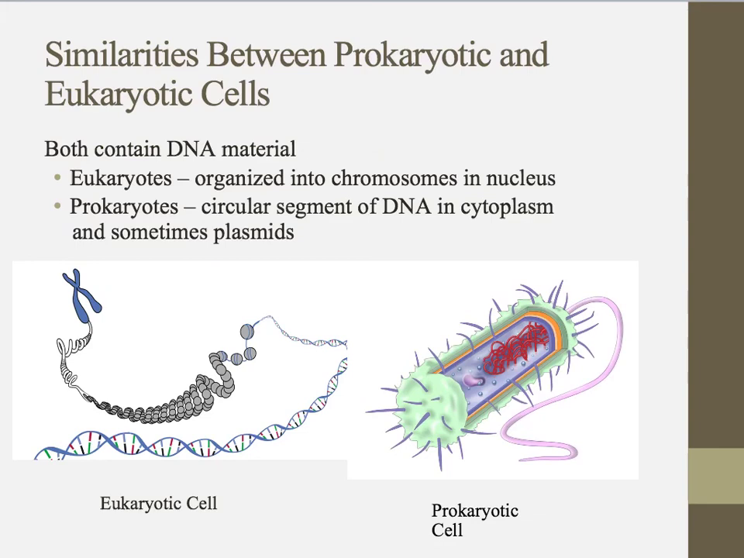Some prokaryotes also contain small segments of circular DNA, and we call these plasmids. These can enter and exit the bacterial DNA. The circular DNA and plasmids are found within the cytoplasm, not within the nucleus, because remember, they don't have a well-defined nucleus.